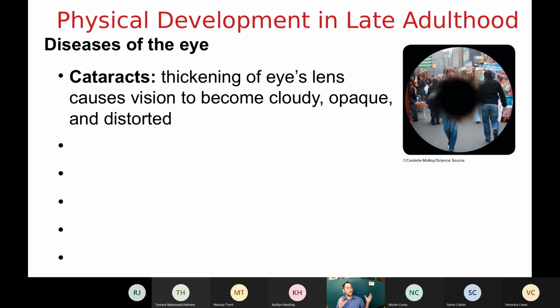With this, the eye's lens becoming thick will make your vision not as good. It's going to be more cloudy, opaque, and distorted. You can have artificial replacements for cataracts, replacing the lens entirely, and so your vision can be clearer. But the replacement lens that's put into your eye is not flexible in the same way. It's not attached to your muscles anymore.